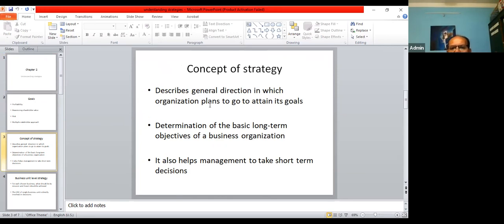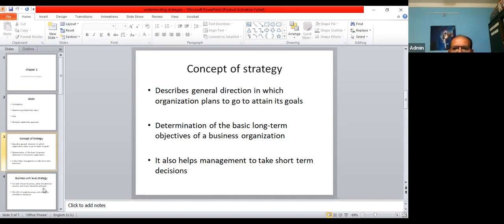It describes the general direction in which the organization plans to go to attain its goals. So that way the strategy should be developed. Your strategy should give you general direction. I'm not saying specific direction, but general direction in which the organization or employees of the organization should plan to go to achieve its goal. Second one is determination of the basic long-term objective of a business organization. And the third one, it also helps management to take short-term decisions. So long-term as well as short-term decisions. For both decisions, strategy could help management.